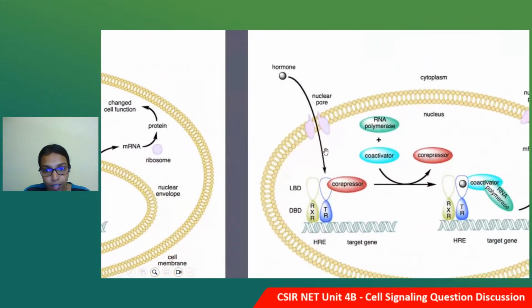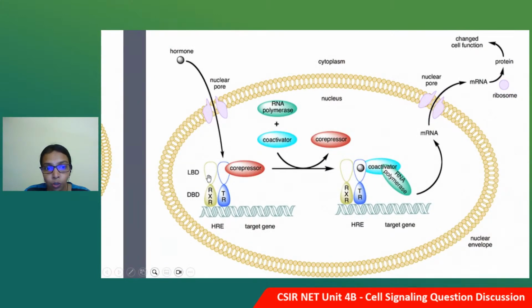Now, when we speak of type 2, what happens? As I told you, the receptor is already located within the DNA only. So instead of HSP, you are having the co-repressor present. So when you don't have a hormone, co-repressor represses the transcription. When this hormone comes and binds to the receptor, you can find repressors are moving out. Polymerases and co-activators will combine and be added over here in order to carry out transcription. That will move out of the nucleus via nuclear pore to carry out protein synthesis.